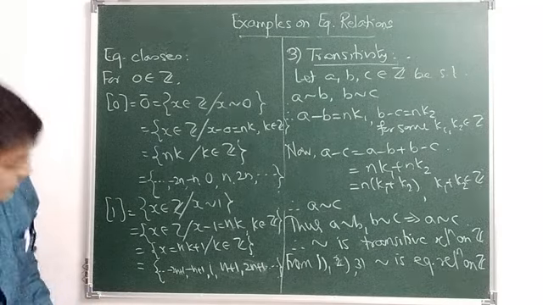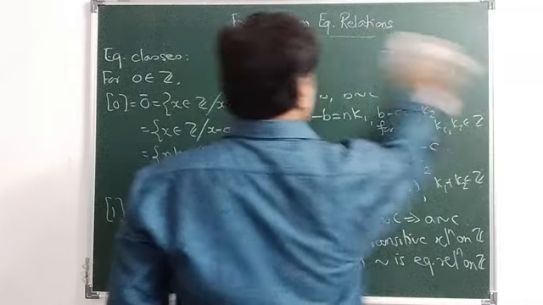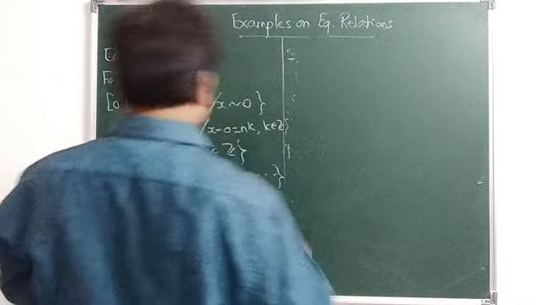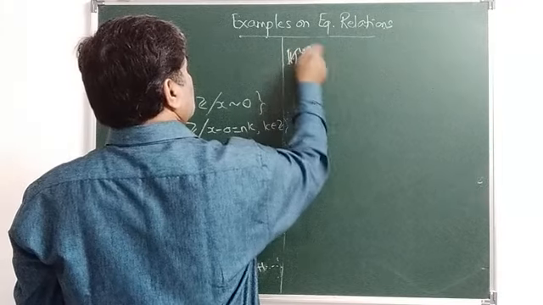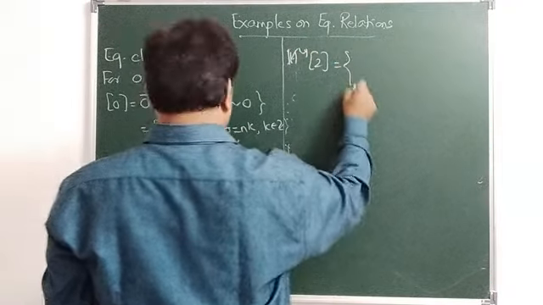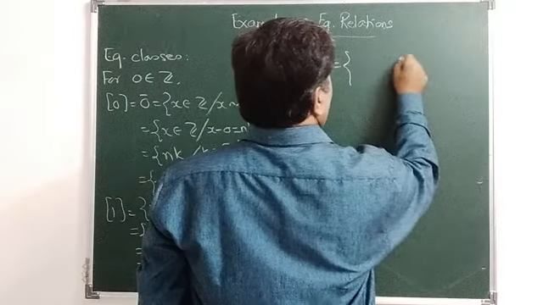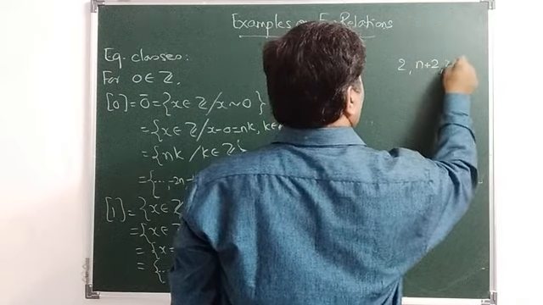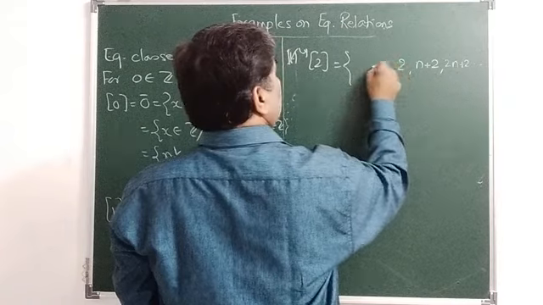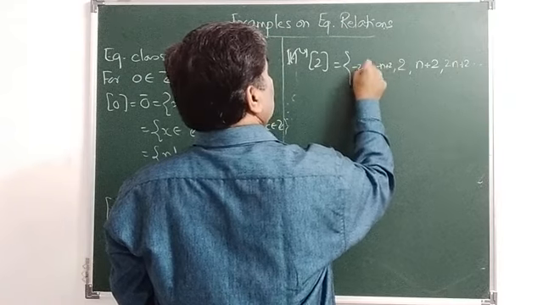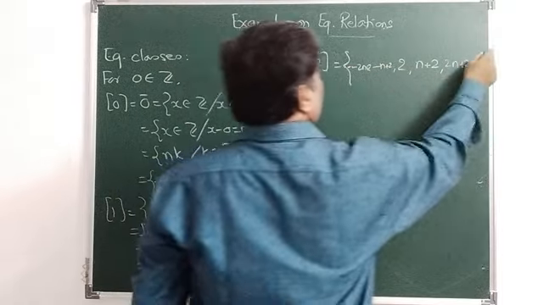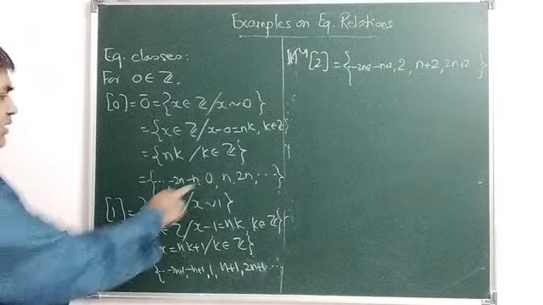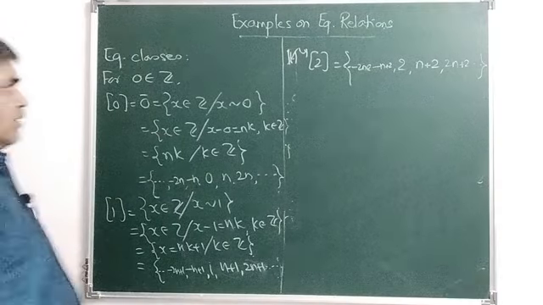If I take 2 now, similarly the equivalence class of 2 is equal to: this middle element will become 2, then n plus 2, 2n plus 2 and so on. Here minus n plus 2, minus 2n plus 2 and so on. We will get this. Is it clear? Means just this is shifting by 2 there and so on.